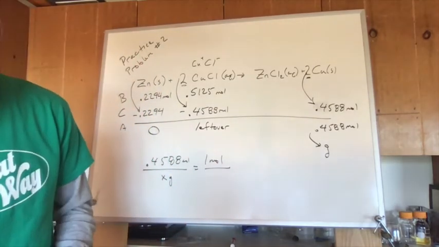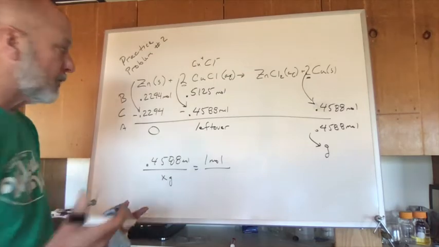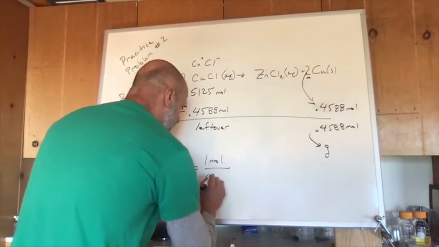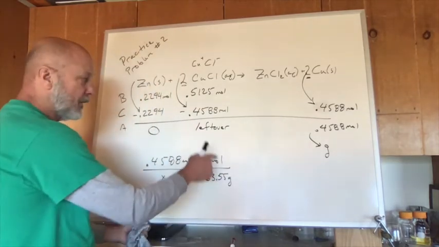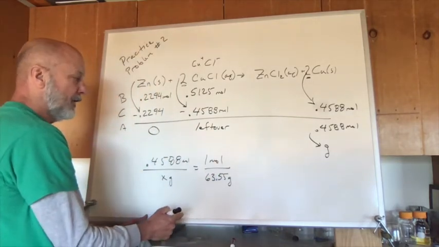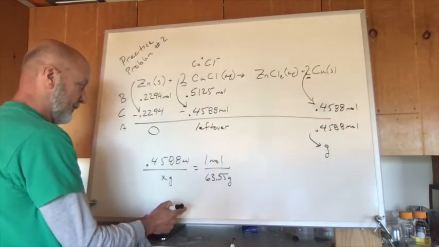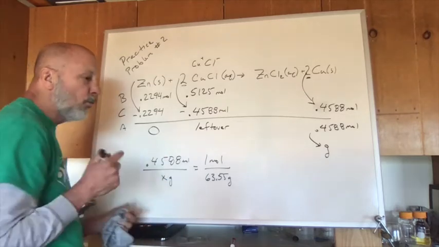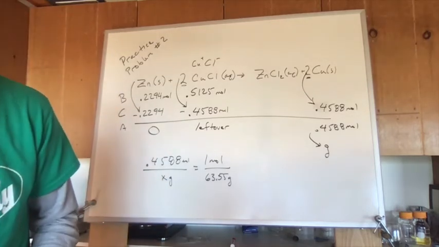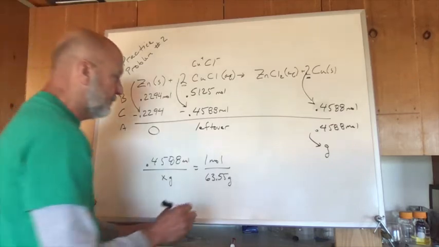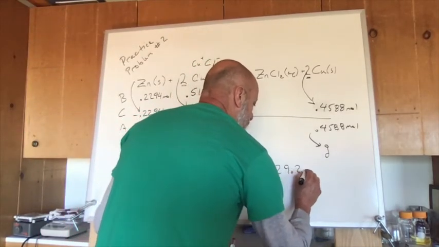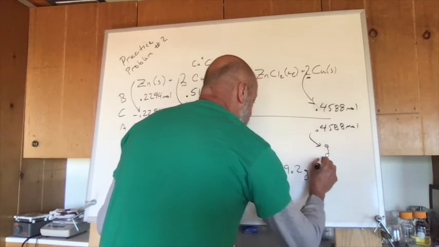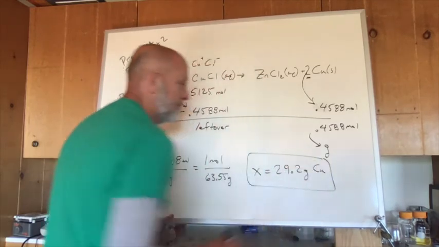Okay, and we go to our periodic table, we look up the molar mass of copper, and the periodic table tells us 63.55 grams. From the periodic table, 1 mole of copper has a mass of 63.55 grams. If I have this many moles, what is the mass of that? And with some rounding, x equals 29.2 grams of Cu. And there's my answer.